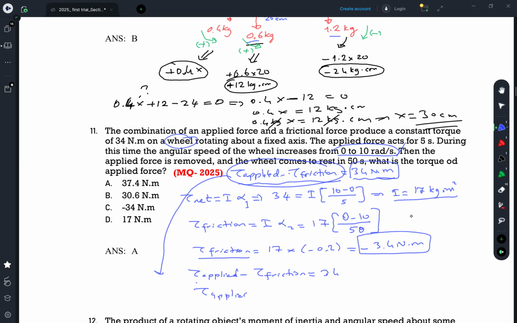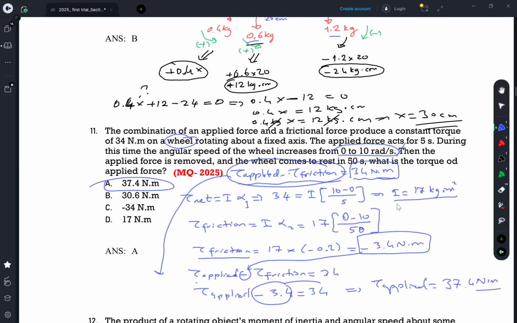Okay, but friction is given, we calculated it as negative. Wait, this negative is in here. I wrote, once again, don't write the negative. So it's going to be 3.4 is equal to 34. Transfer this negative to the other side. So torque of applied is going to be 37.4 Newton meters. So it is the correct choice.